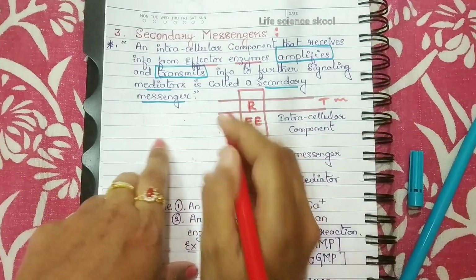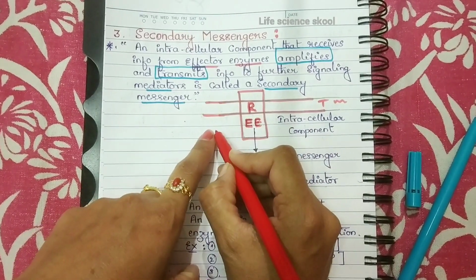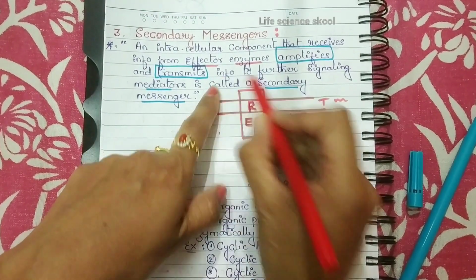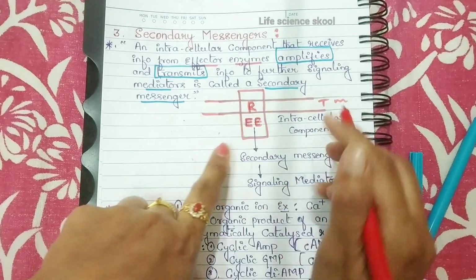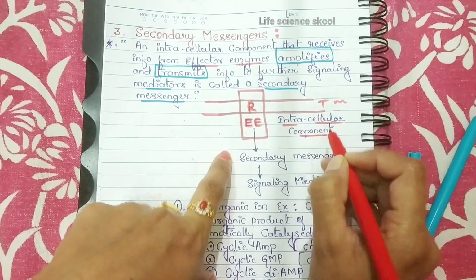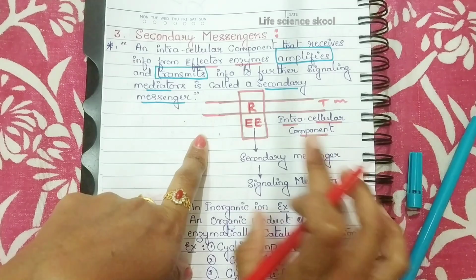Okay, and as I told before, this is the distal portion and this is the exterior or proximal portion, and this is the inside of the cell. That's why it is called the intracellular component region. Okay, this is the intracellular component region.